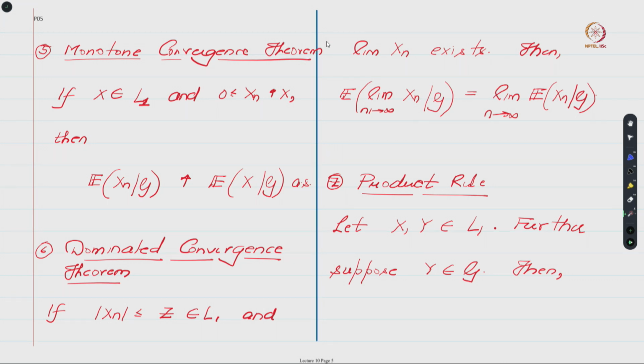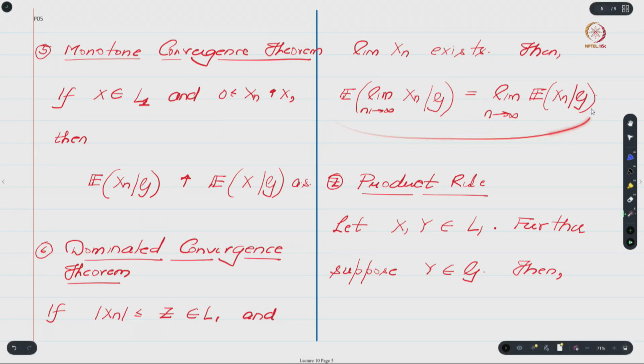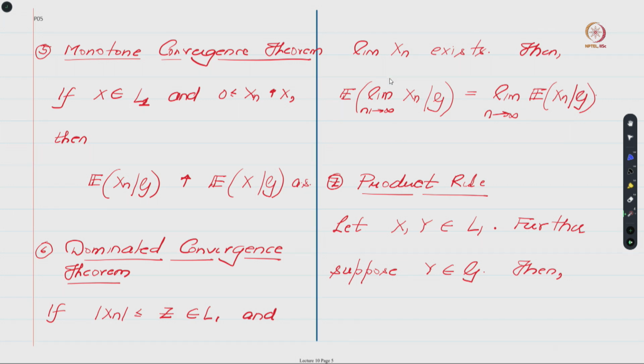So, the dominated convergence theorem says that if you have a dominating random variable, then the conditional expectation of the limit equals the limit of the conditional expectation. So, such a statement also holds when you have something like that, that is the monotone nature, and in that case this relation is referred to as the monotone convergence theorem.